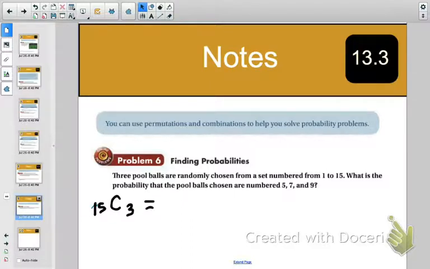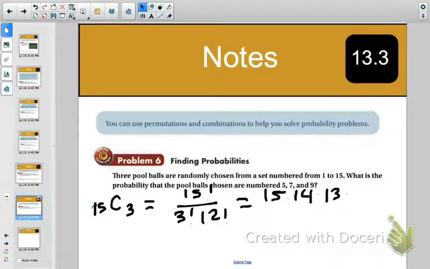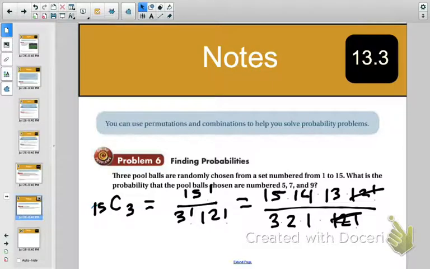This will give us how many combinations of 3 balls we can get. That's going to be 15 factorial divided by 3 factorial times 12 factorial, and your 12 factorials will cancel. So 15 times 14 times 13 times 12 factorial over 3 times 2 times 1 times 12 factorial. These cancel. 3 goes into 15 5 times. 2 goes into 14 7 times. So 7 times 5 times 13, which is 455. That's going to be your denominator, 455, because that's how many total combinations there are.